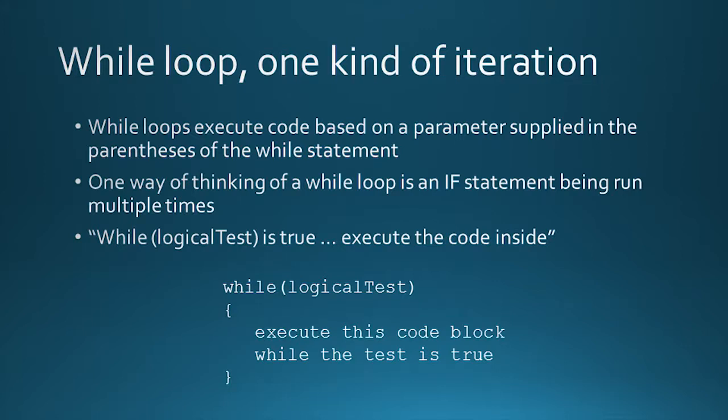Now, just like an if statement, the while loop only executes the code if the statement is true. But unlike an if statement, if the test is true and it reaches the end of the code inside, it'll perform the test again, and while it's still true, it'll keep executing the code until that test becomes false.